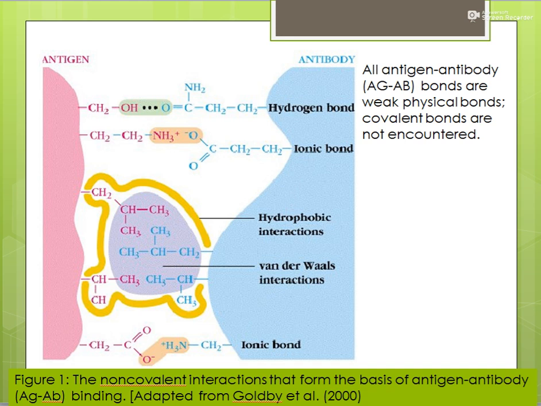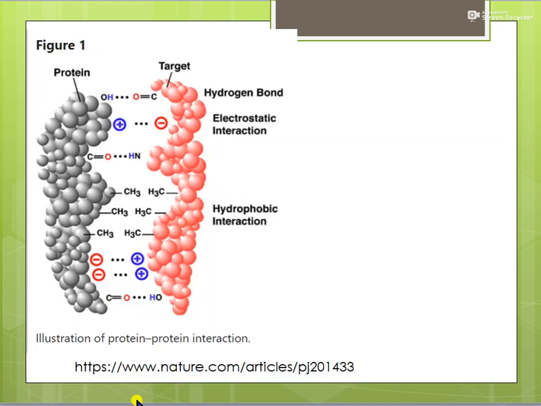And the specificity of all these antigen antibody interactions is a cumulative effect of all these non-covalent bonds which we learned right now. Now, I'm going to another example. This is a protein-protein interaction. Now, you can see this is a hydrogen bond interaction. Then, sometimes if they have charge differences, this is an electrostatic interaction.